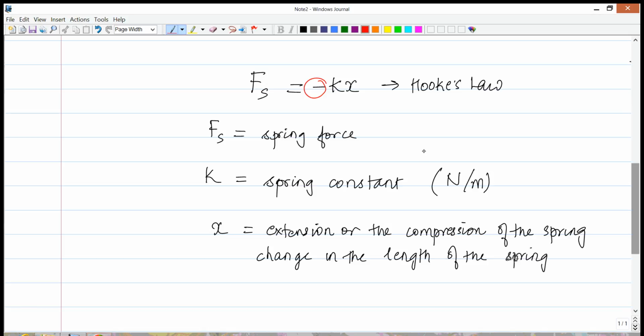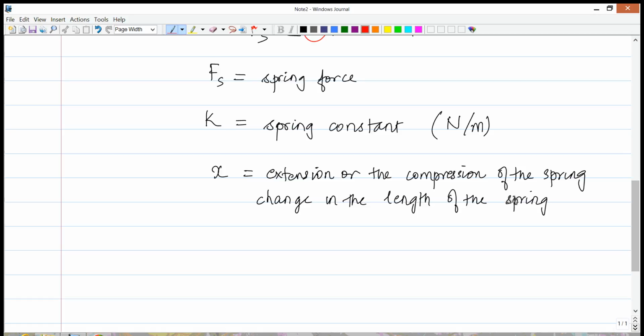And what it says is that this force is nothing but a restoring force. The minus sign is what makes this force a restoring force. It tells us that this force wants to bring the spring back to its original configuration. It doesn't want to change, it wants to bring it back to its original configuration. It's a restoring force.